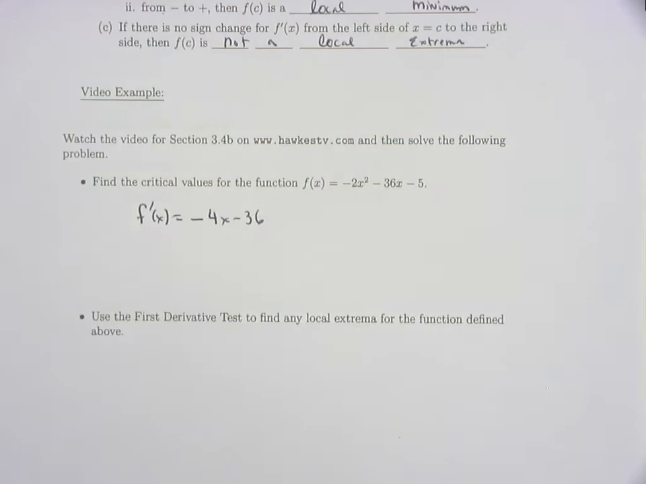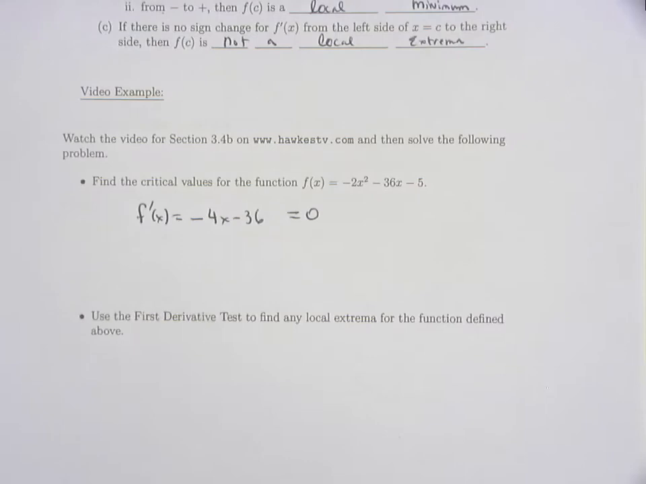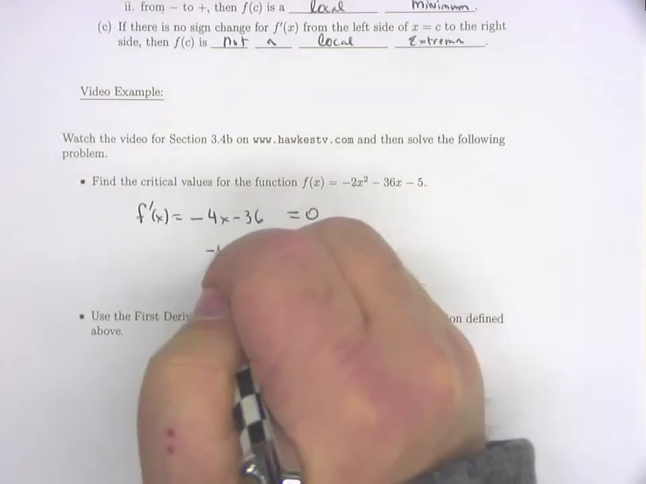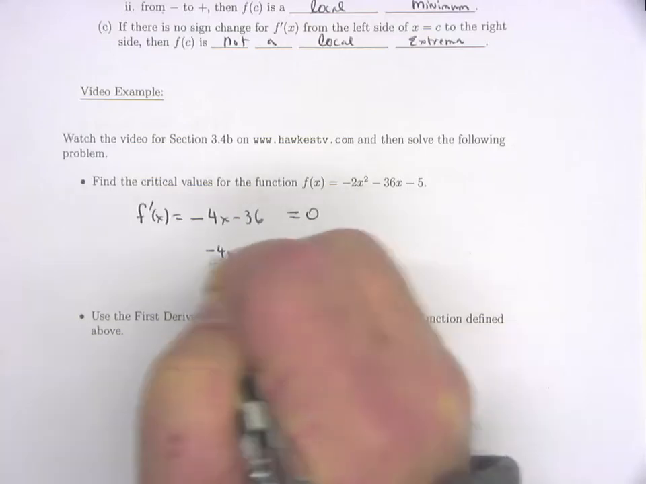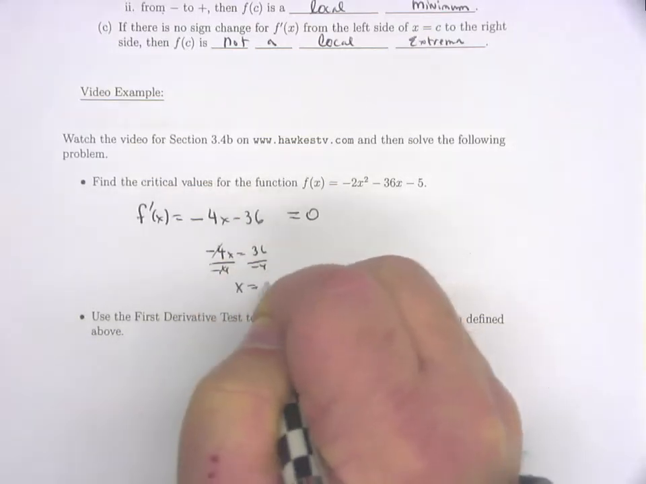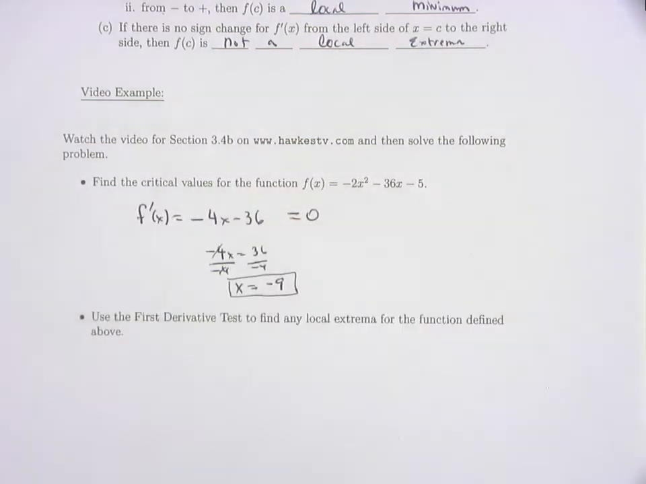To find a critical value, I'm going to take derivative, set it equals 0, and solve. Well, I'm going to add 36 to both sides, so negative 4x equals 36. I'm going to divide by negative 4. And 36 divided by negative 4 gives me x is equal to negative 9. The value is the x-coordinate. Critical value, also known as critical number, is the x-coordinate. The answer for this problem is x equals negative 9. Does that make sense? Now we want to figure out what kind of guy this is going to be. Okay? So I'm going to do a number line.